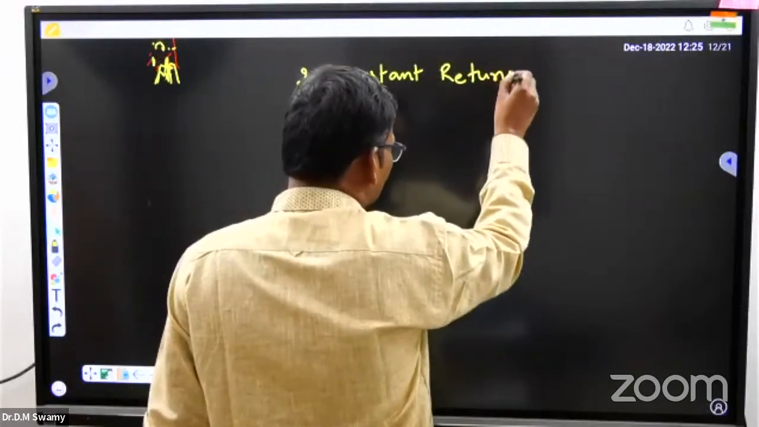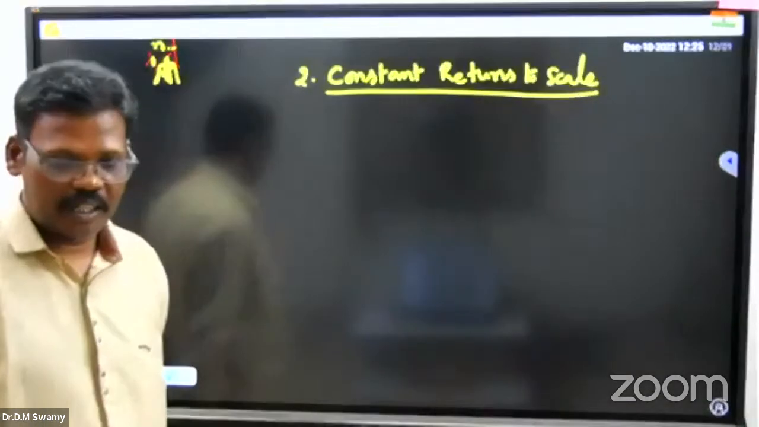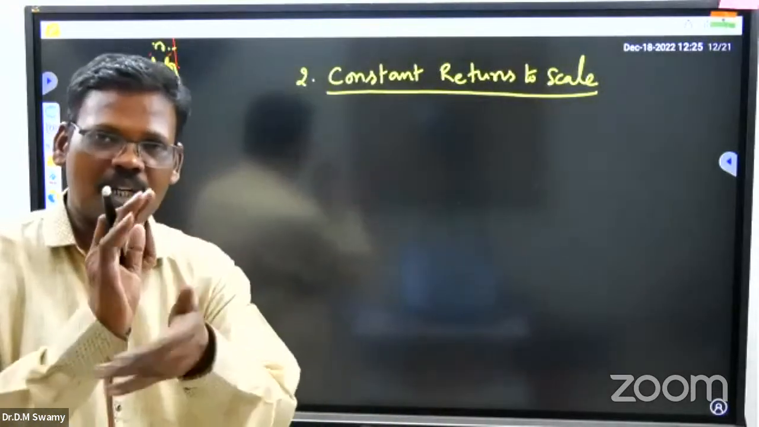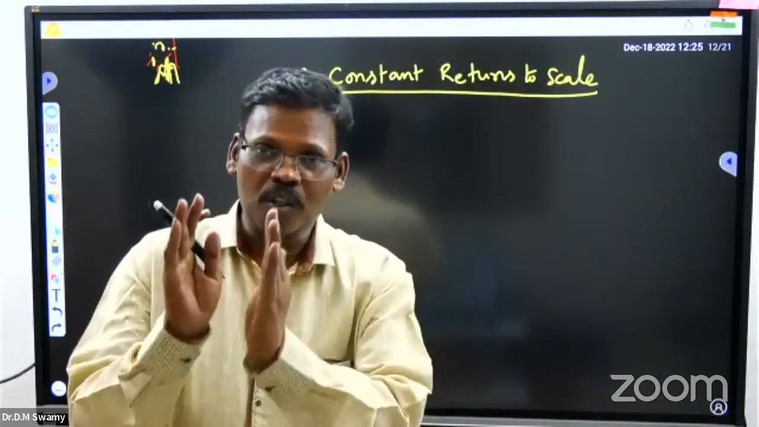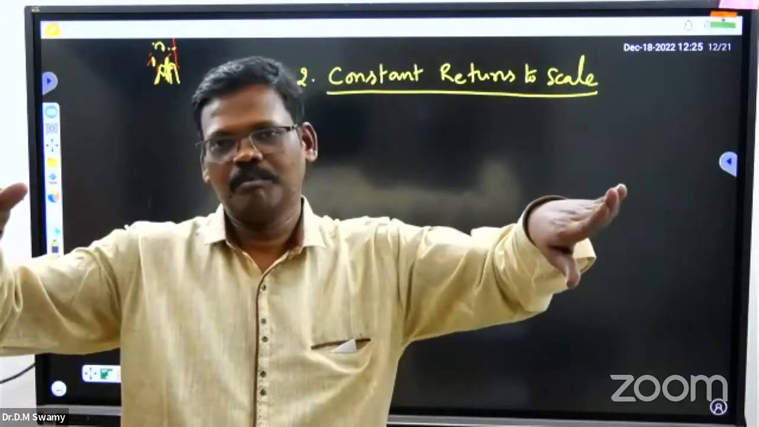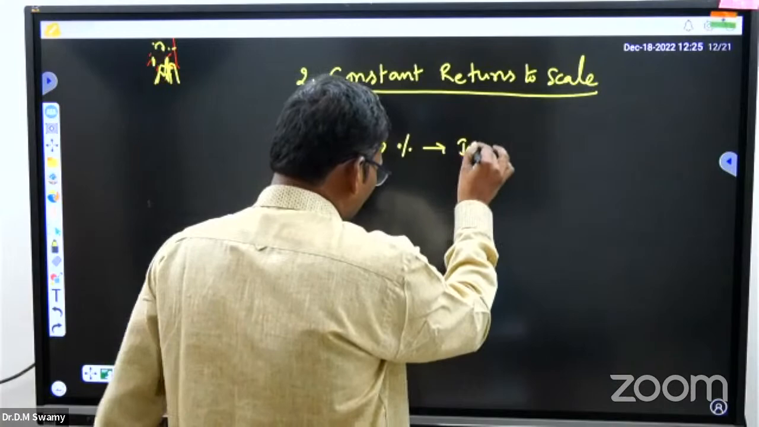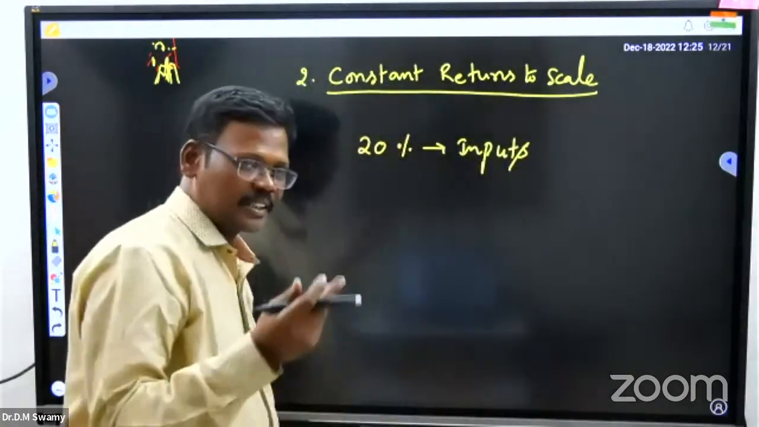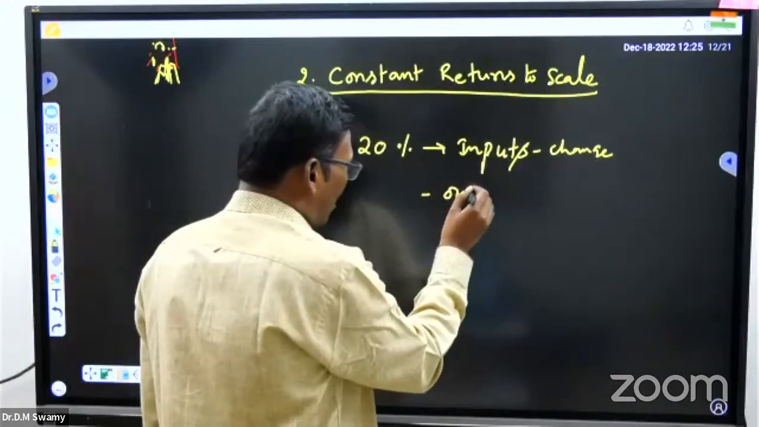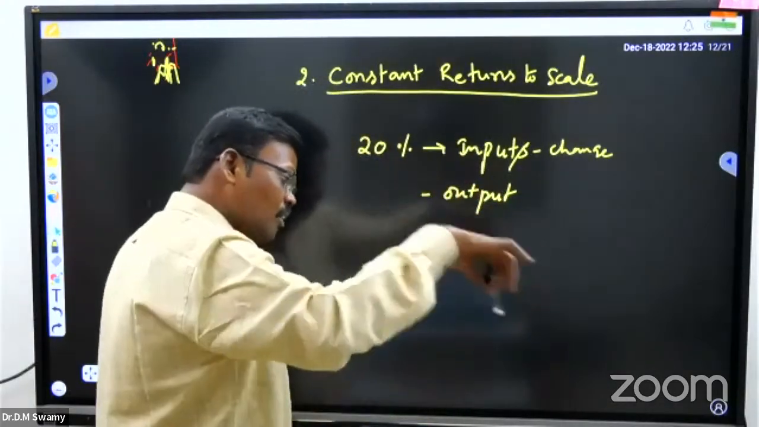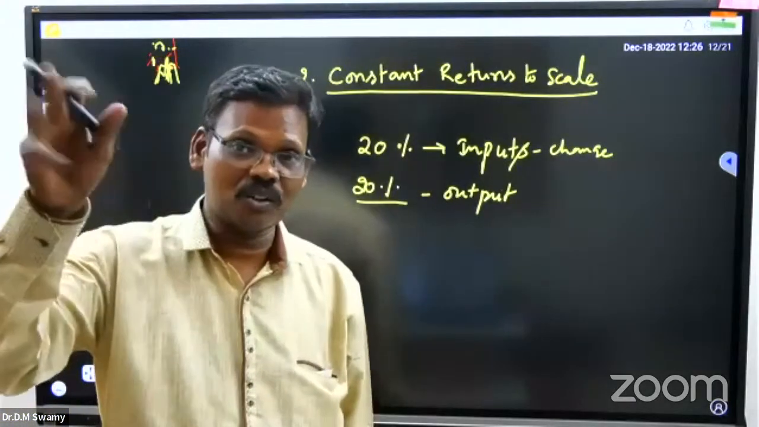The second type of returns to scale is known as constant returns to scale. In this case, the proportional change in the output and the proportional change in the input are the same. For example, to increase the production, inputs were changed by 20%. But here, the total output also changed by 20%. If this is the case, it is known as constant returns to scale.